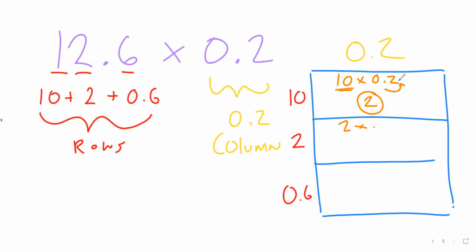2 times 2/10. Well, I know that's going to be less than 2. So I can just do 2 times 2 is 4. But there's 1 place value. So I have 1 place value. So that actually equals 4/10.